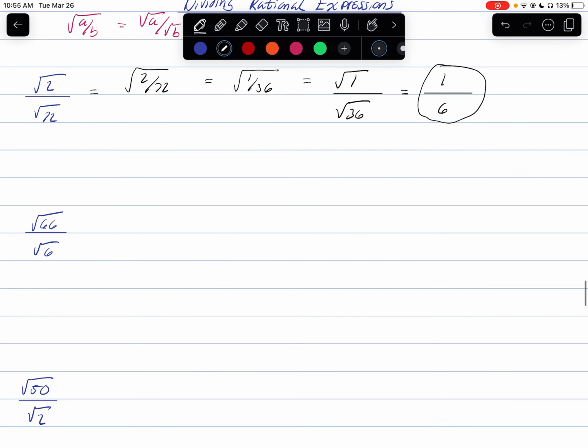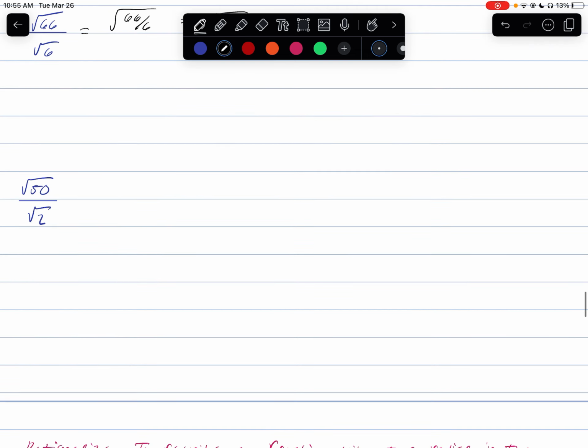They don't always simplify perfectly, but you can make them look a little nicer. So how about this one? Here we have the square root of 66 divided by the square root of 6. This is going to give us the square root of 66 over 6, which is just the square root of 11, and that's as simple as you're going to make that one. So the square root of 11 is the simplest way we could write this.